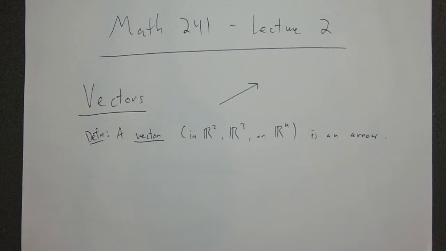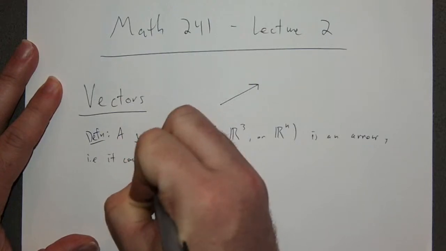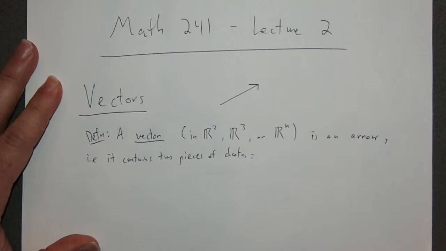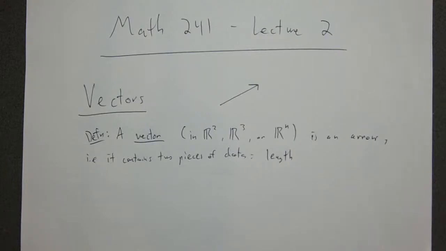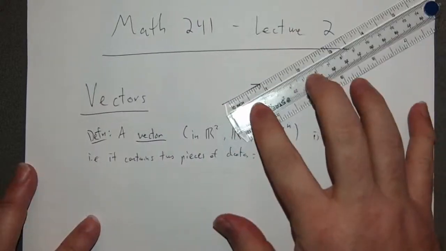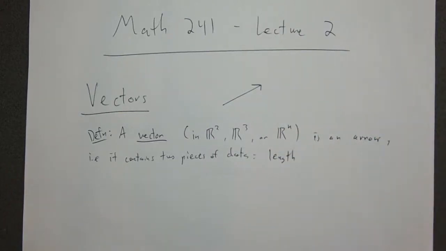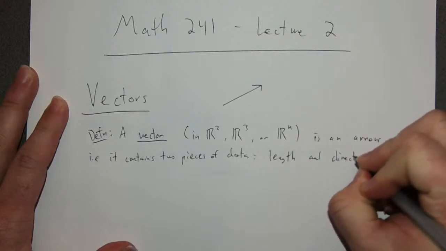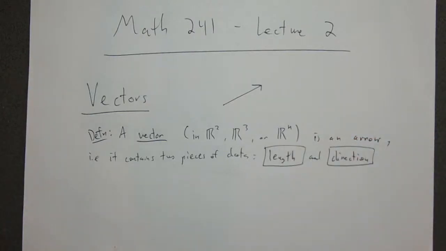Now, if I just stop there, that might be a little mean. When I say that a vector is an arrow, it contains two pieces of data. The two pieces of data it contains are length, which is literally how long this arrow is. If I break out a ruler and measure it, however long that thing is, I drew a roughly one inch long vector in that case, that is the length of the vector. And direction is encoded by the direction the arrow is pointing in. So it's two pieces of data: length and direction. That's all it is.